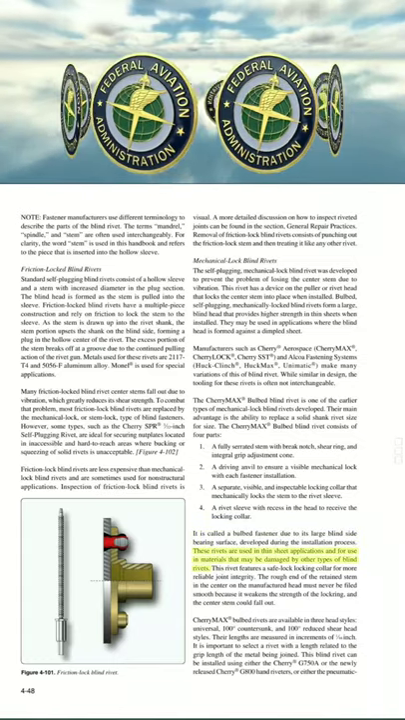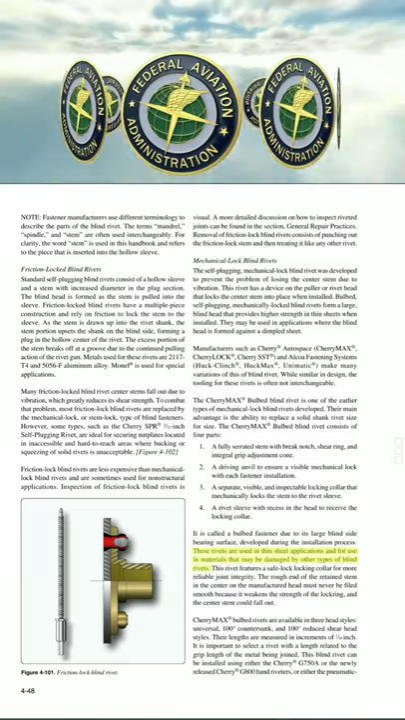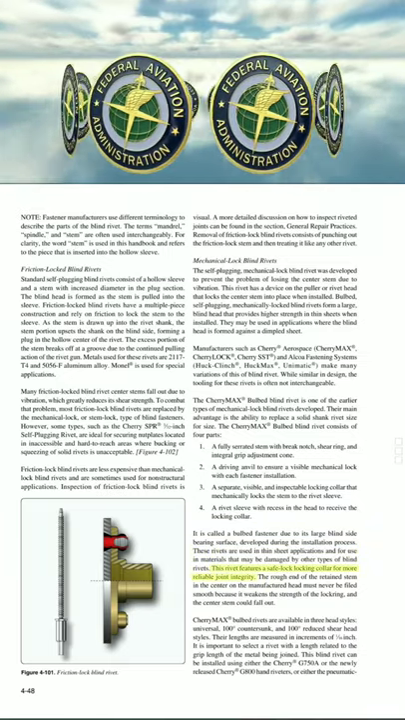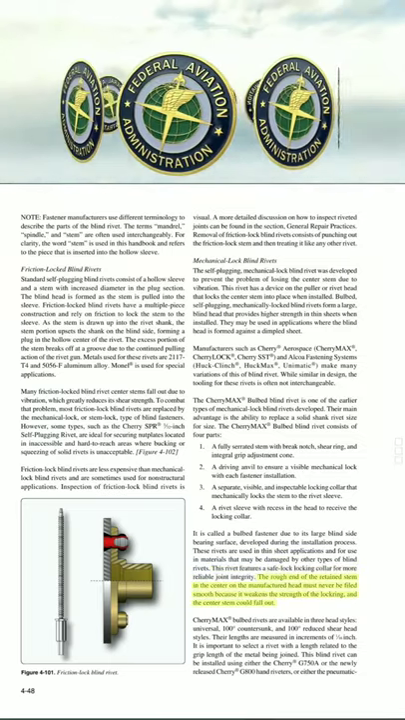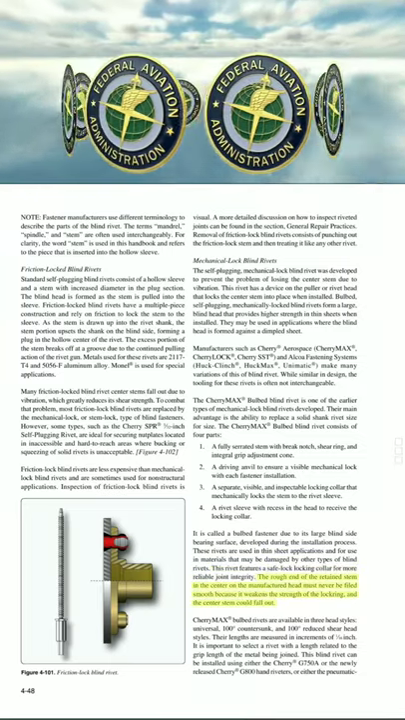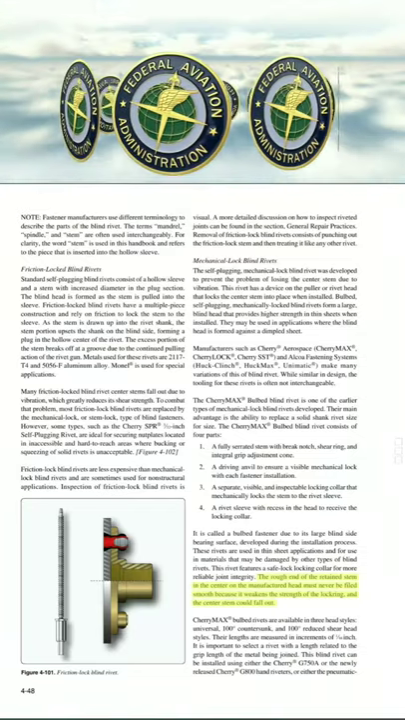These rivets are used in thin sheet applications and for use in materials that may be damaged by other types of blind rivets. This rivet features a safe lock locking collar for more reliable joint integrity. The rough end of the retained stem and the center on the manufactured head must never be filed smooth because it weakens the strength of the lock ring and the center stem could fall out.